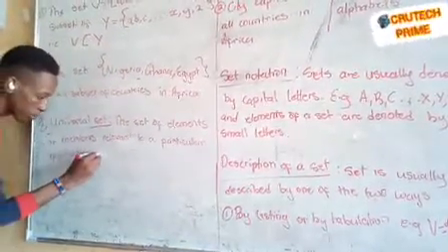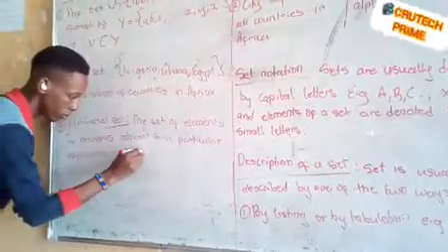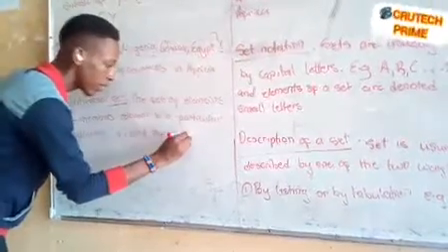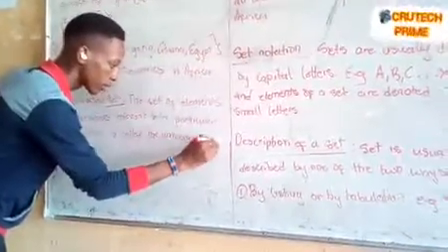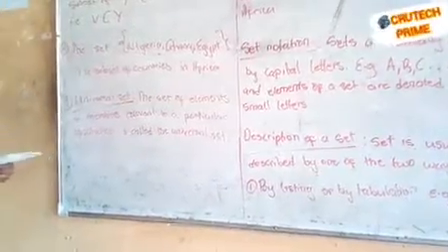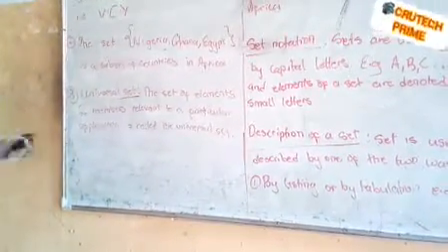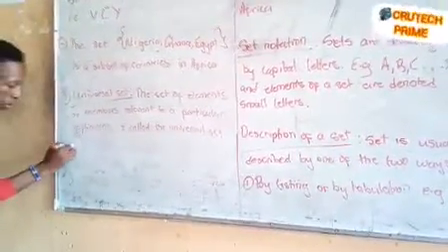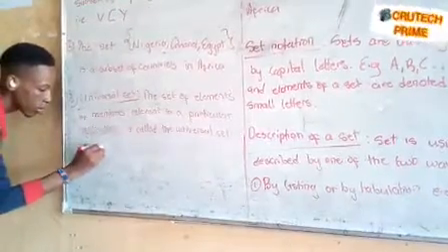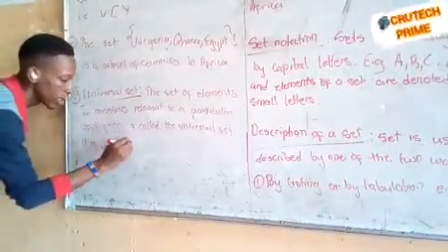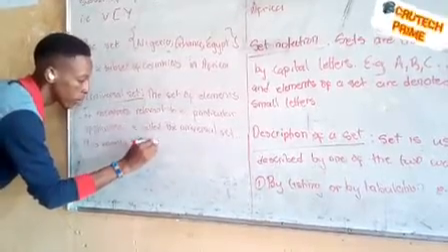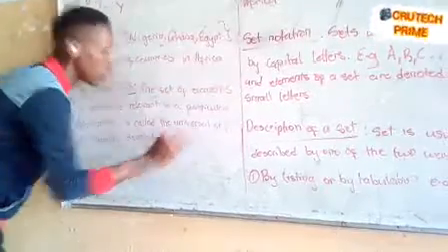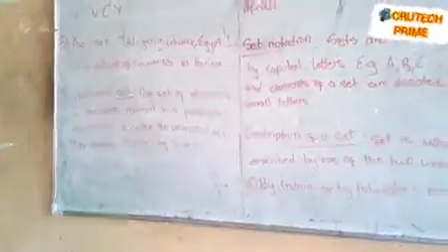It's called the universal set. Now, it is usually denoted by S or U.